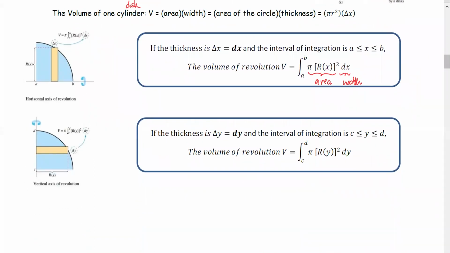In another case, if the thickness is delta y or dy, that means the curve, or the area under the curve, rotates about the vertical axis, such as the y-axis. And the interval of integration is from y equals c to y equals d. The volume of revolution V is the definite integral from c to d of pi times the radius as a function of y, squared, times dy.